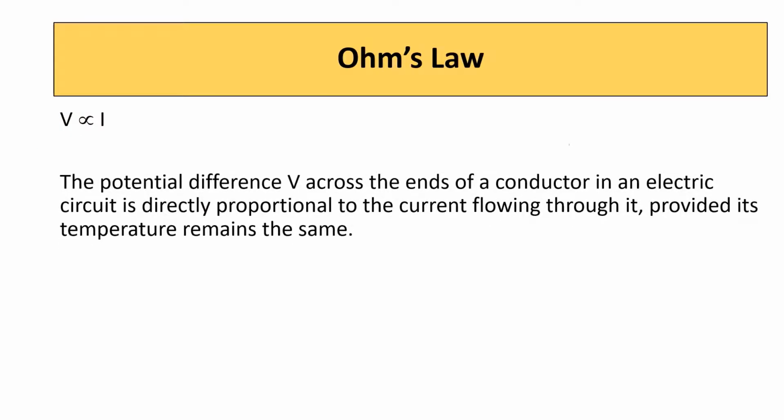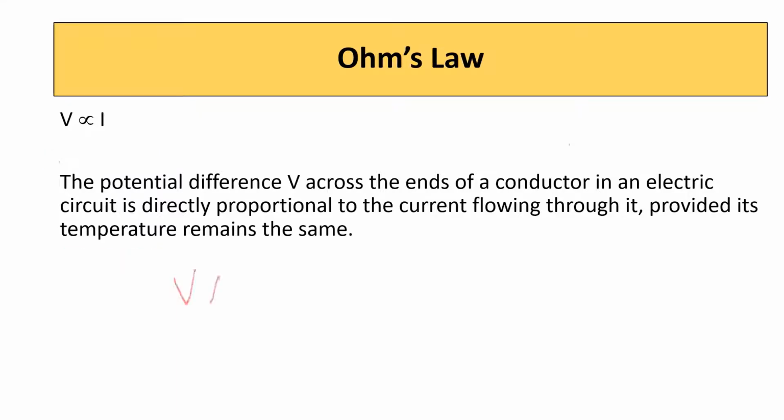The potential difference V across the ends of a conductor in an electric circuit is directly proportional to the current flowing through it, provided its temperature remains the same. That means the physical conditions should remain unchanged. According to Ohm's law, V is directly proportional to I at constant temperature.